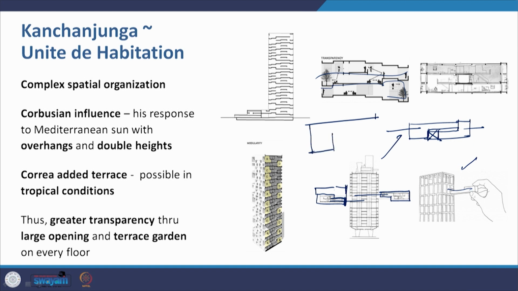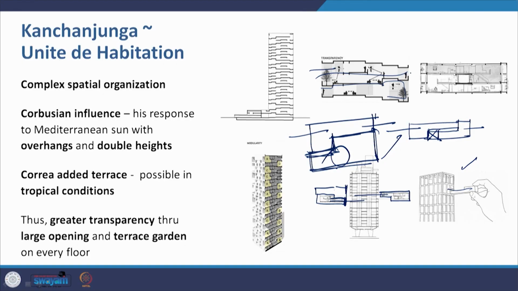If this is your apartment, and then this is the next one on top of it, this is the way it is. And somewhere in between, I'm sorry, I'm missing out on the corridor part of it, but there is a corridor in between. What I'm really saying is there are openings on both sides. There are fenestrations on both sides of Unité d'Habitation. Now the same thing happens in Kanchanjanga. There are fenestrations on both sides.